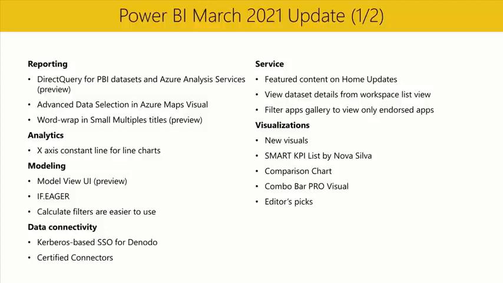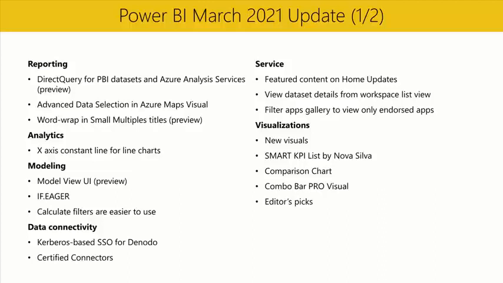In the Analytics section, we now support adding vertical reference lines for line charts with continuous x-axes. You can create this line by selecting Add in the X-axis constant line card in the Analytics pane, and you can configure its color, transparency, style, layer position, and data label just as you can with horizontal reference lines. This constant line is also used in anomaly detection to indicate the location of anomalies in your data.